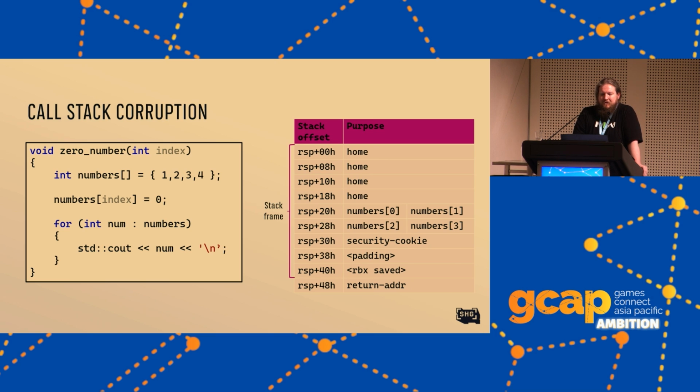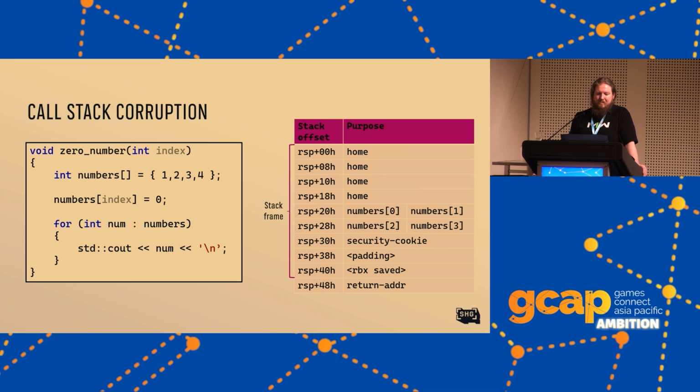So the stack layout for this function is the home array placed just below the stack pointer. And then we've got the numbers array after that, starting at 20 in hex, going all the way up until 30 in hex, followed by that security cookie to detect buffer overflows. And then there's some padding to ensure that everything is aligned to the 16-byte boundaries. Then we've got a saved RBX register. And then we have the return address for where this function was called from, where it should return to.